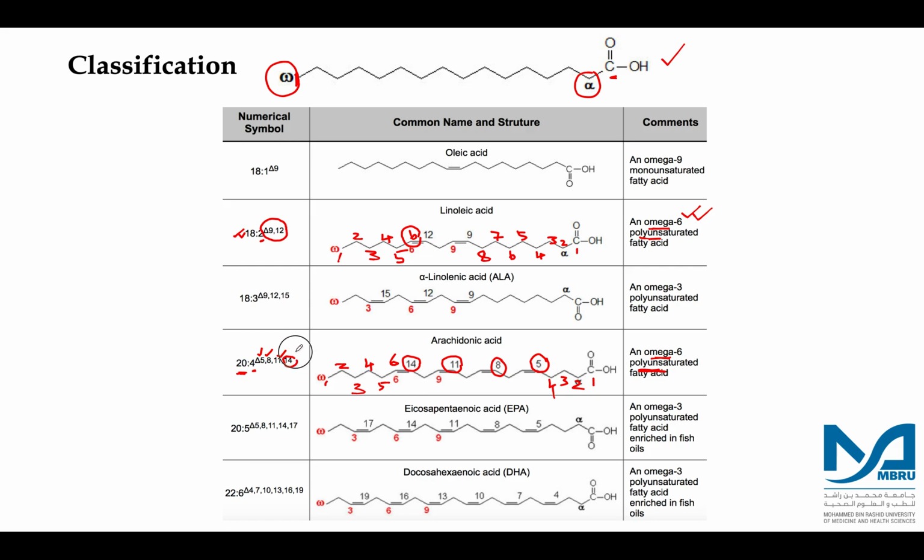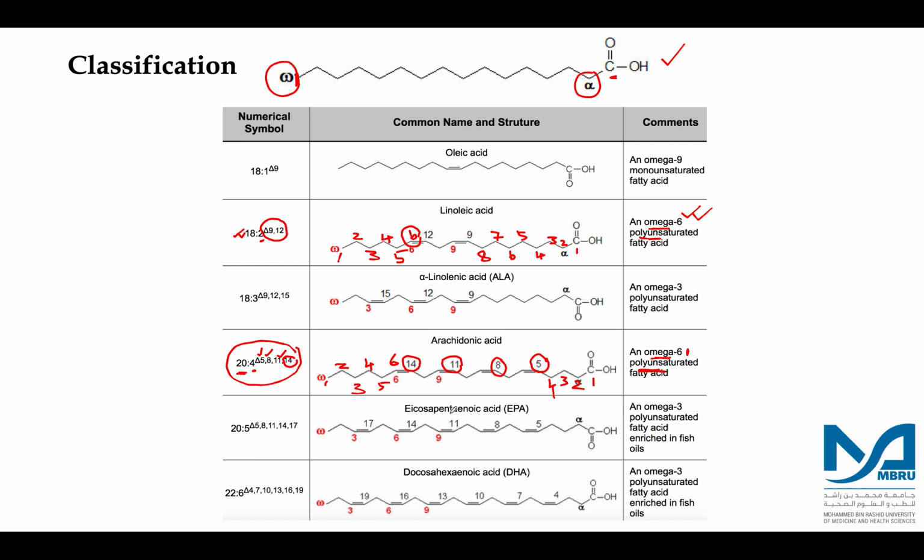So when we are looking at the numerical classification, we start from the alpha end, and when we look at the omega classification, we start from the omega end, and in the place where we encounter the first unsaturation is how the omega classification goes. So here it is omega-6, and since there are 1, 2, 3, 4, more than one unsaturation, I call it an omega-6 polyunsaturated fatty acid.